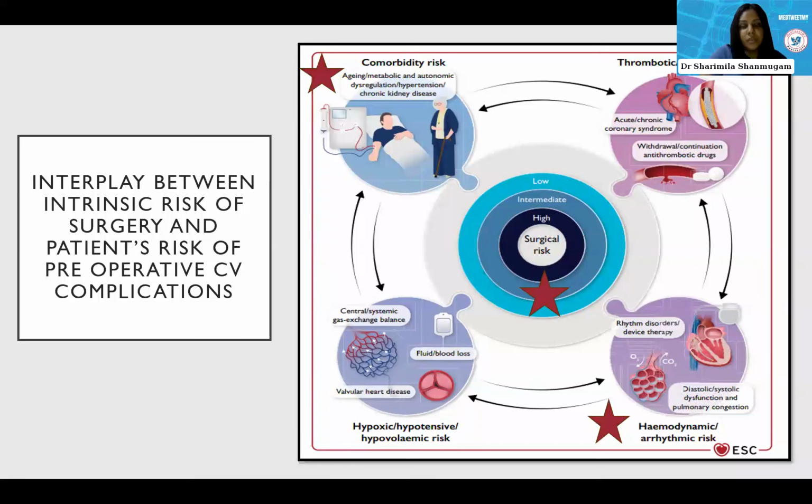So during surgery, why is it important? It's because during tissue injury and inflammation, there will be an increase in cortisol level, inflammatory markers, and your neuroendocrine system, as well as the sympathetic system will be enhanced. So this eventually can lead to hemodynamic instability. As you can see here, the patient can have diastolic and systolic dysfunction, pulmonary congestion intraoperatively and postoperatively, rhythm disorders, ventricular arrhythmias, atrial fibrillation, if it's not managed perioperatively.